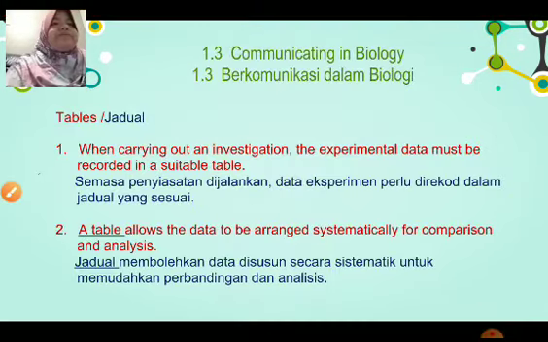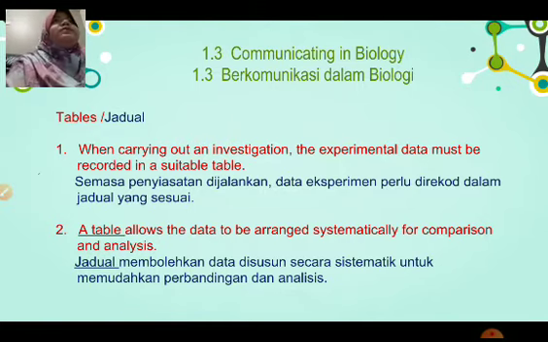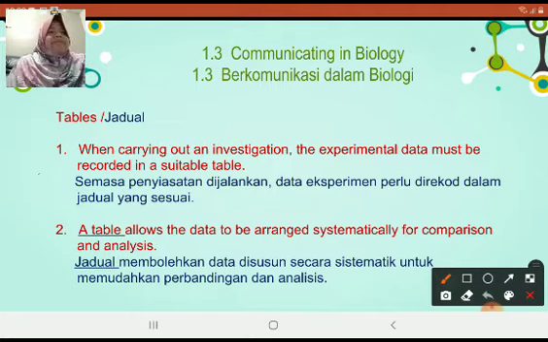Okay, so for the table here, I think all of you have done tables in your science Form 1, Form 2, Form 3. You have done it before. Okay, so as we look at here, the table should have the data that we got from the experiment. And also we must arrange it systematically for comparison and analysis.